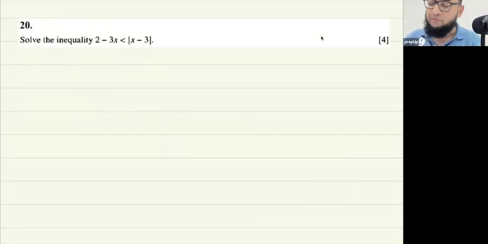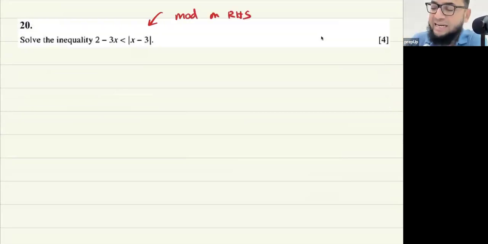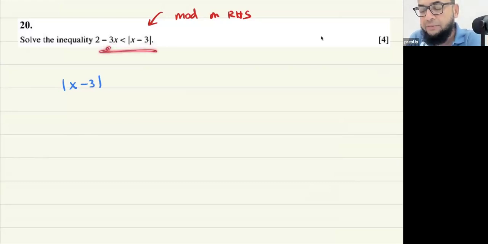Now comes a new type of question. And why is it new over here? Let's see. Maybe this is new, maybe the other one is new. That is that the modulus is on the right hand side. So the new thing is modulus on right hand side. So now correct it. Modulus should be on the left hand side. Modulus of x minus 3 is greater than 2 minus 3x.